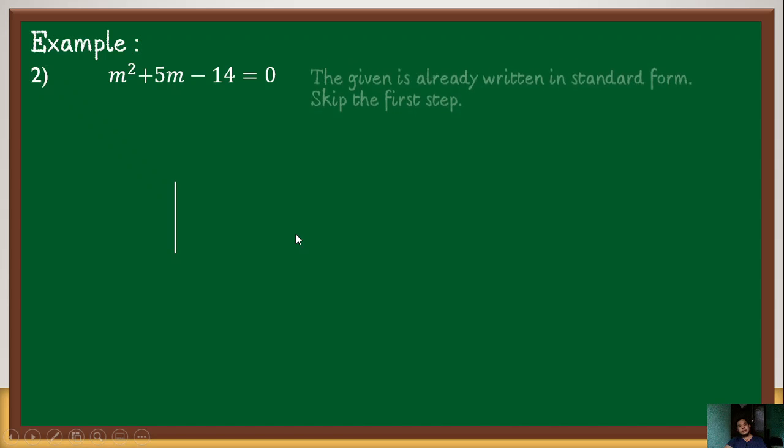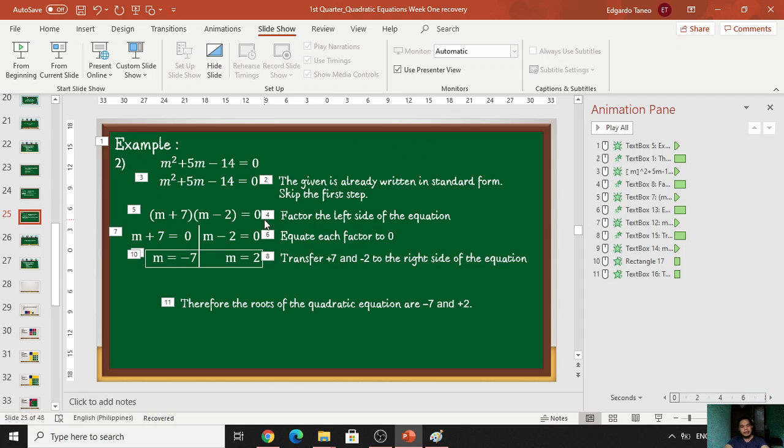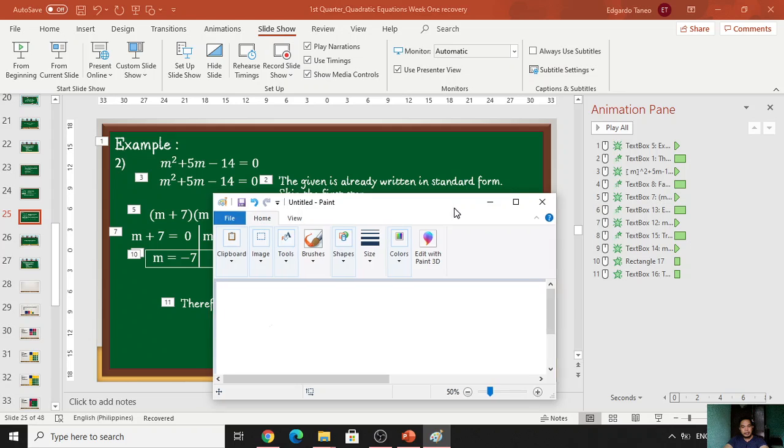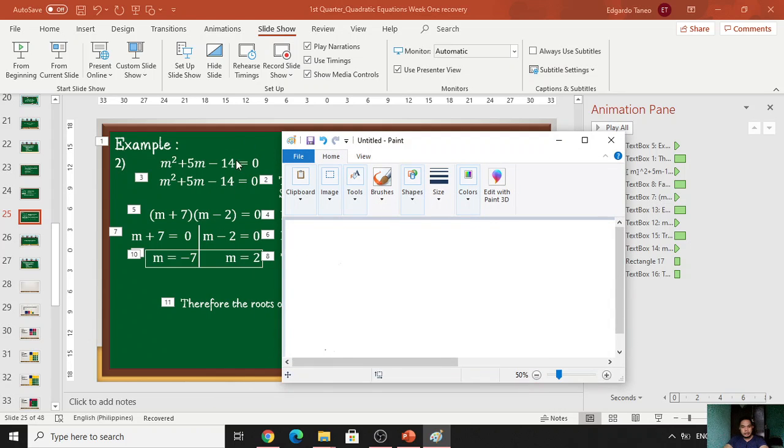Okay, for this one, we can skip step 1 since the given equation is already given in standard form. Okay? Naka-standard form na siya, kaya ang gagawin na lang natin is to factor. Now, to factor this, gaya ng sabi ko kanina, titignan lang muna natin yung third term. So, our third term is negative 14.